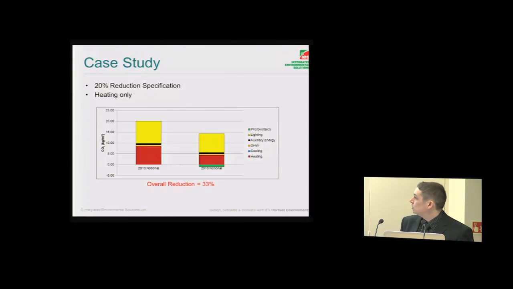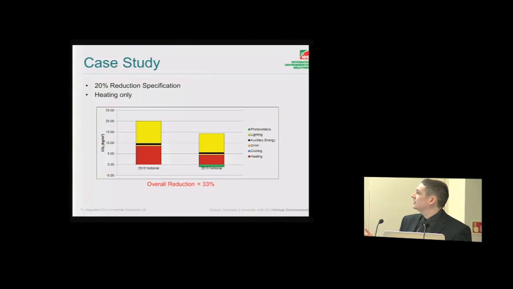The next option was, again, the same heating-only set of analyses, this time based on the 20% reduction specification. We're seeing a 33% reduction. So again, a much greater difference between what we might have been expecting versus what we're seeing.